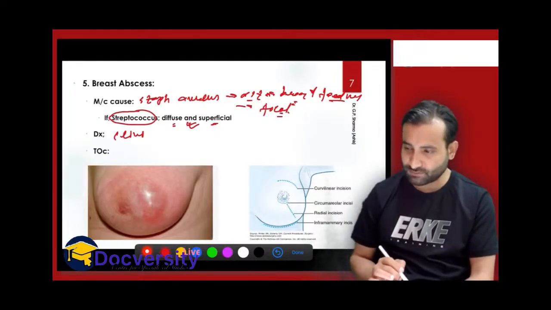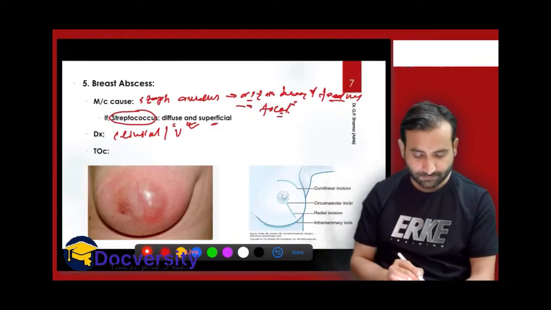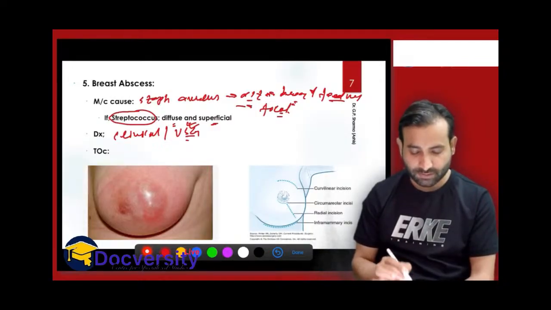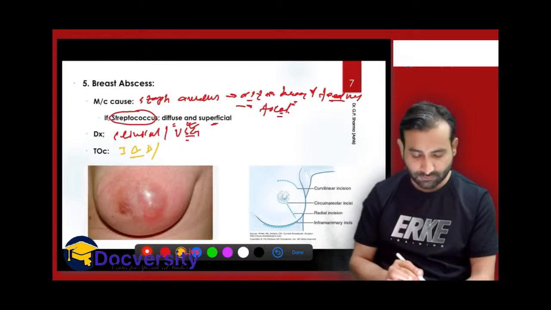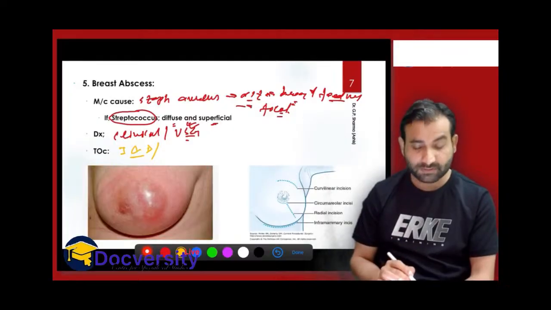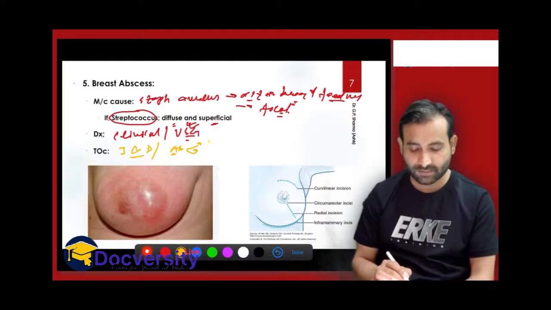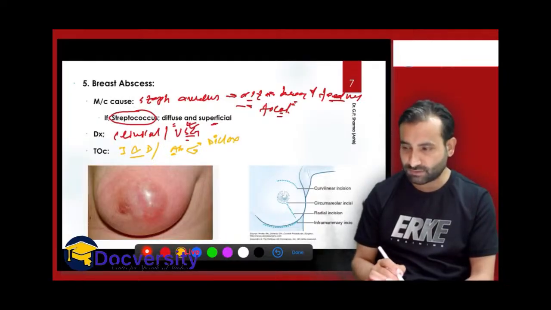So what is the diagnosis for this one? Diagnosis usually is clinical, or sometimes we can do the USG as well, right, if it is confusing. The treatment of choice is what? We have to go for the incision and drainage if an abscess is found. If it is at the earlier stage of the abscess, or if the abscess size is smaller, then we can go for what? Antibiotics. In the antibiotics, our choice is what? Dicloxacillin or cloxacillin.